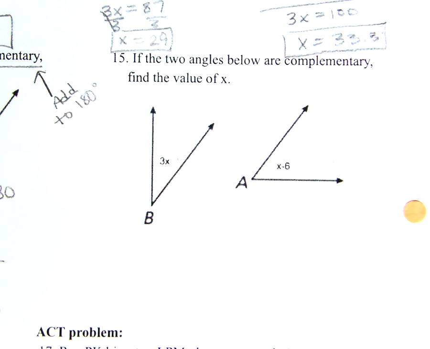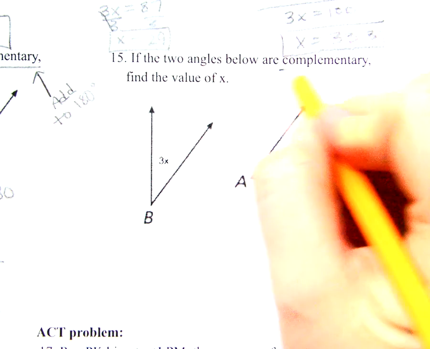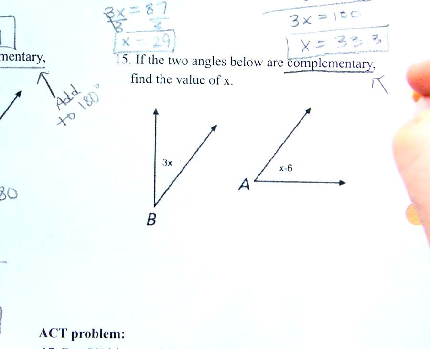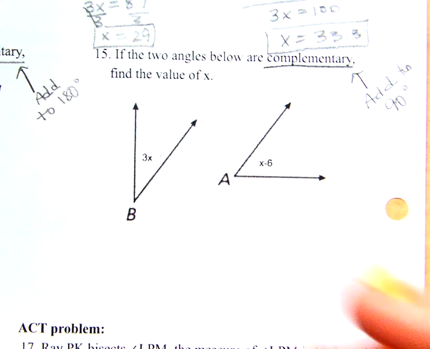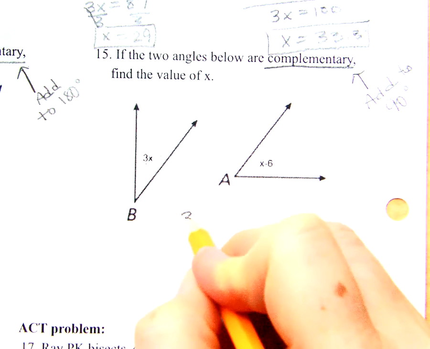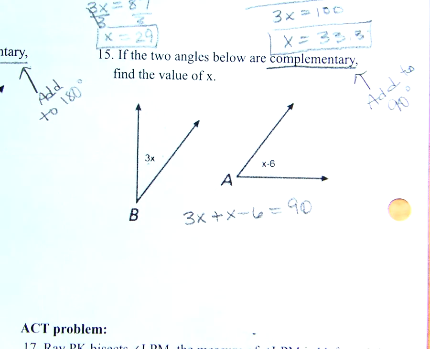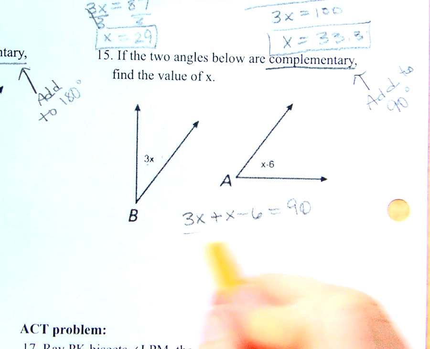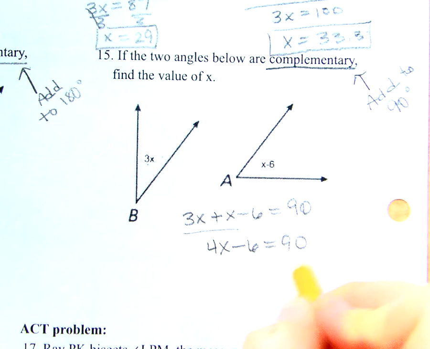Number 15 is very similar. If the two angles below are complementary, so remember complementary means they add to 90 degrees, then I can set up my angle relationship to say, okay, if I add these two angles together, I'm going to get 90. So if I combine like terms here, that gives me 4x minus 6 equals 90.